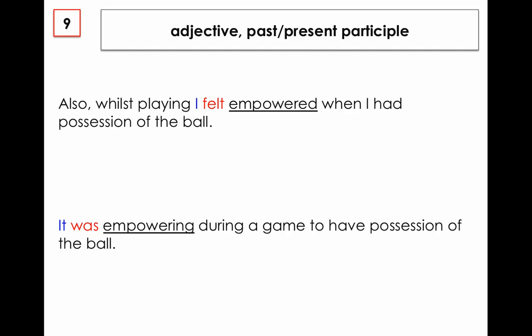Now the word empower is a verb, and empowered is the past participle of to empower, and empowering is the present participle of the verb to empower. Very often we can use the past participle and present participle of a verb as an adjective, which is what's going on here. Think about the verb bore.